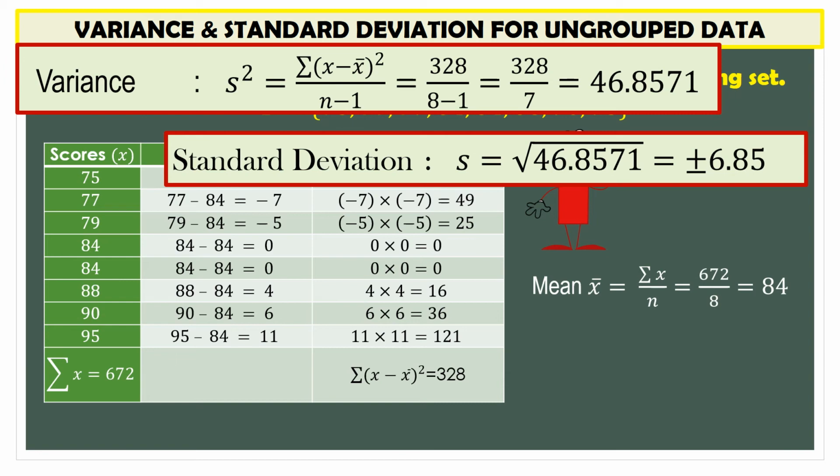Now, subtracting 6.85 from the mean and adding 6.85 to the mean, we get 84 minus 6.85, which in your module is equal to 77.15, and 84 plus 6.85 is 90.85. So, therefore, the interval is from 77.15 to 90.85. So, the standard deviation of plus or minus 6.85 means that the scores in the sample data could have been drawn from a population of scores that are in the interval 77.15 to 90.85.